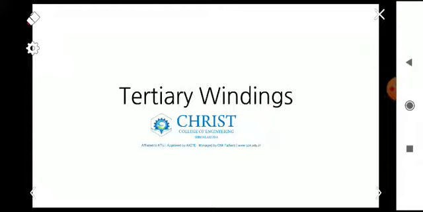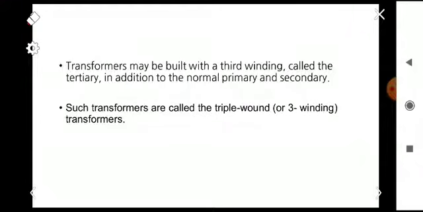So we may have heard about only two windings used in a transformer, that is primary and secondary windings, but there are transformers in which there will be three windings, and a third additional winding is there. It is called the tertiary winding. It will be in addition to our primary and secondary windings. Such transformers are called triple wound transformers or three winding transformers.